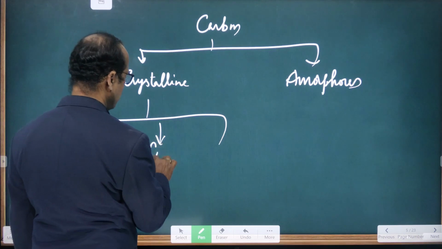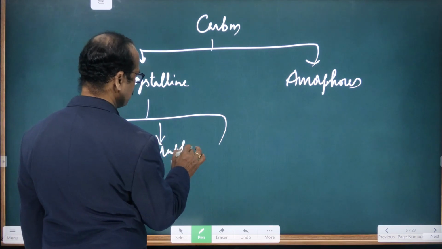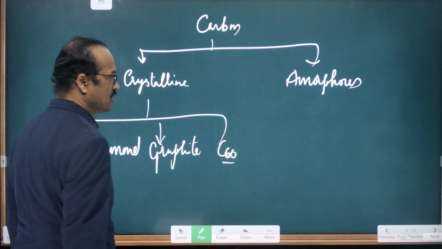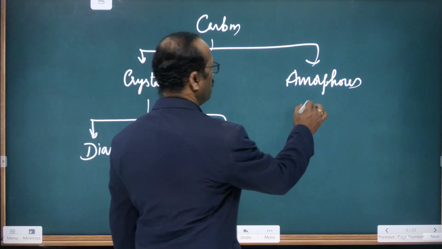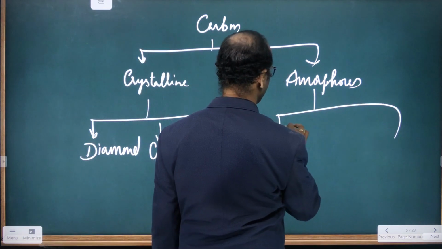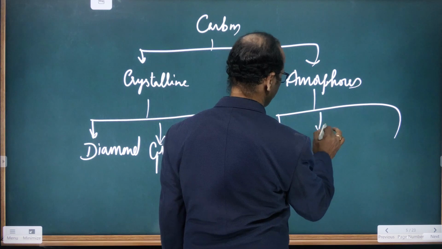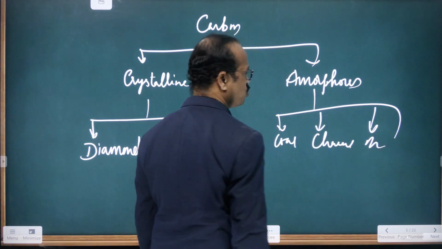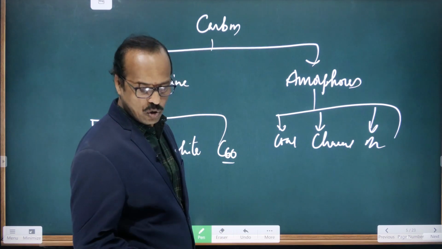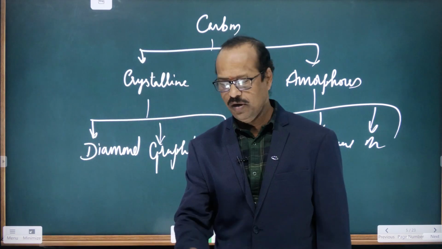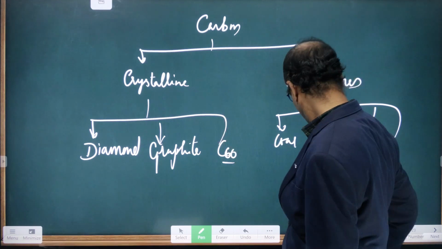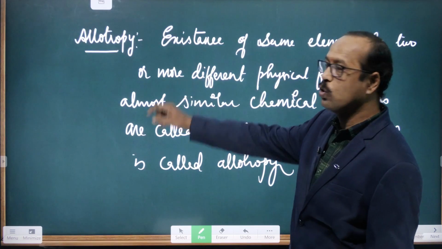Okay, and in the form of a graphite. Okay, and next one is a C60, which is also called a Buckminster fullerene. And here it is available in so many forms like coal, charcoal, animal charcoal, sugar charcoal, like this, so many things it is available. So carbon in nature is available in various forms. Okay, so this phenomenon is called allotropy.